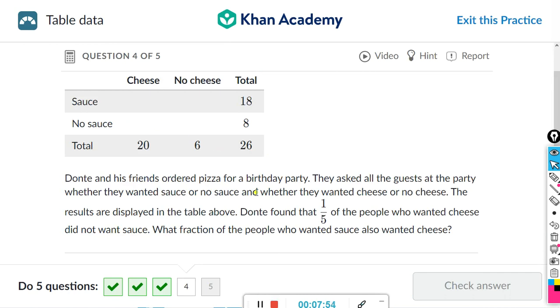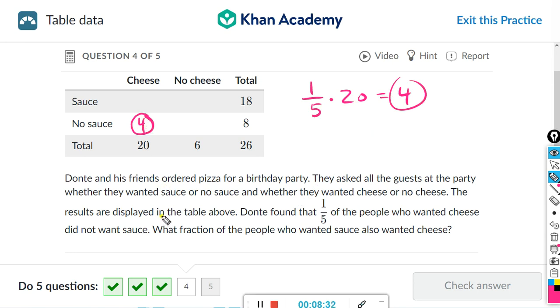All right, some of these write-ups are too wordy. You don't need to read the whole thing. It says Dante found that 1/5 of the people who wanted cheese did not want sauce. Let's start with that. So here's the number of people that wanted cheese. 1/5 of those did not want sauce. Okay, so right here, it's going to be 1/5 of 20. All right, 1/5 times 20 is the same as 20 divided by 5, so that's just 4. So that's a 4 right here.